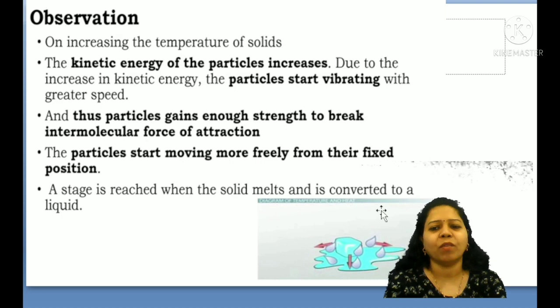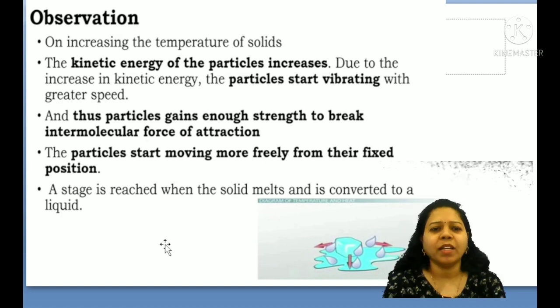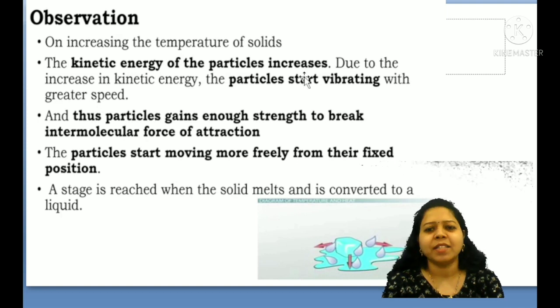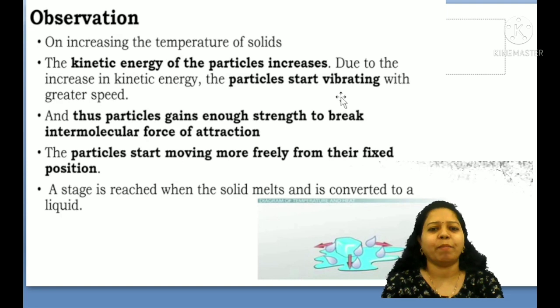The particles start moving more freely from their fixed position, and a stage is reached when the solid melts and is converted to a liquid. What we learned from this activity is that on increasing the temperature of a solid, the kinetic energy of the particles increases. Due to the increasing kinetic energy, the particles start vibrating, and they are easily able to break free.